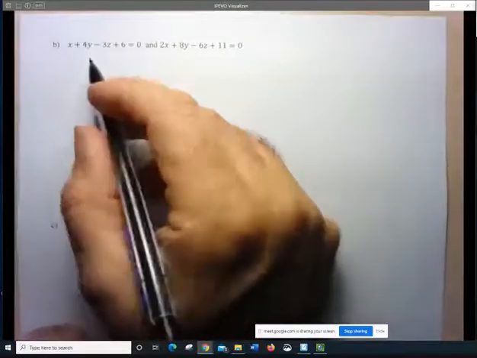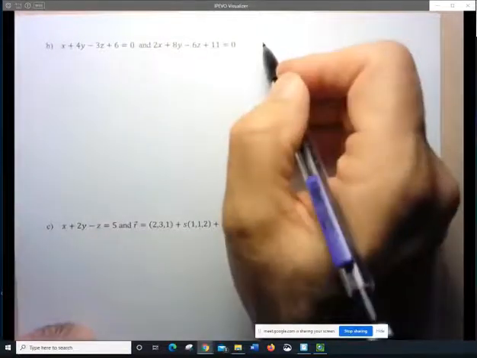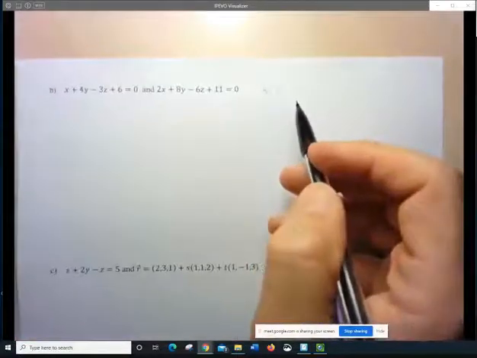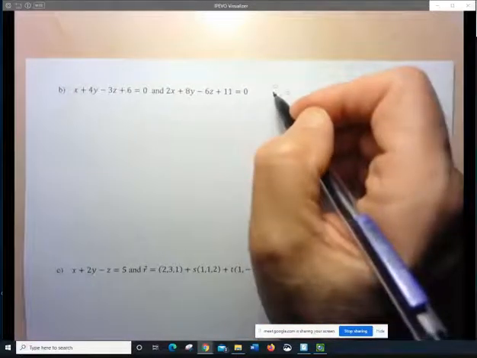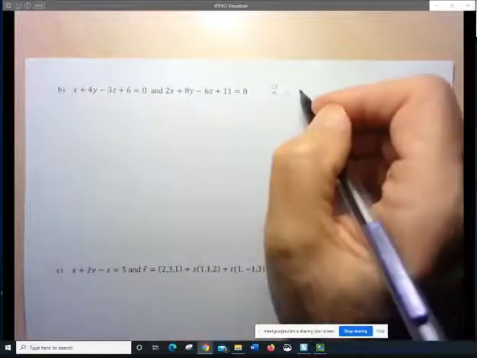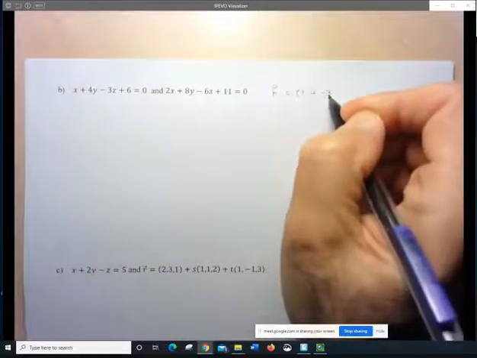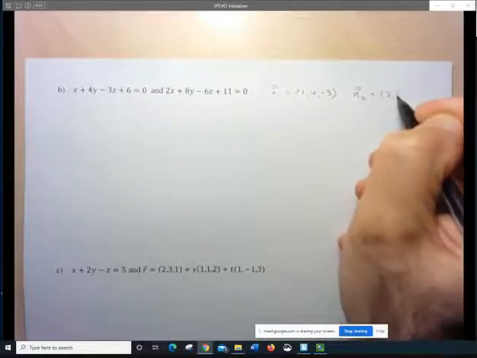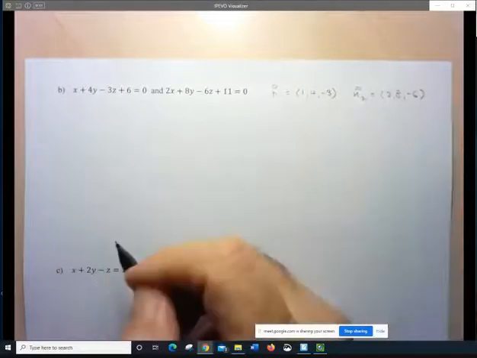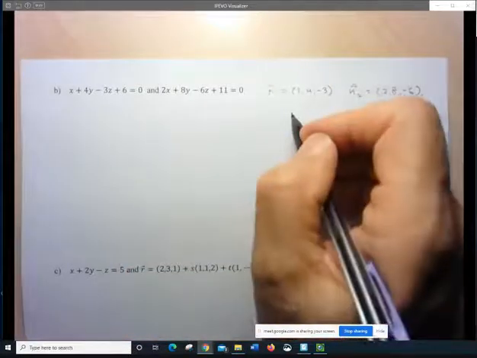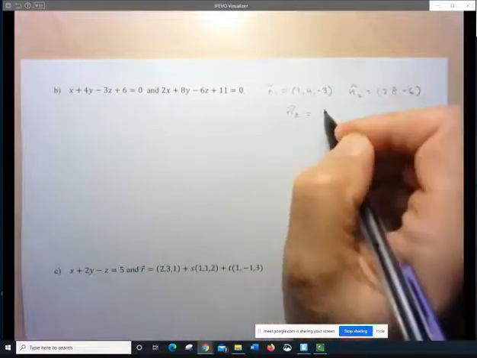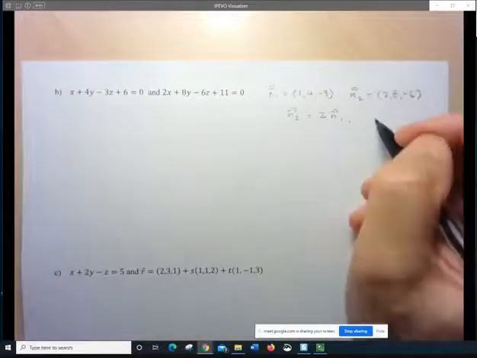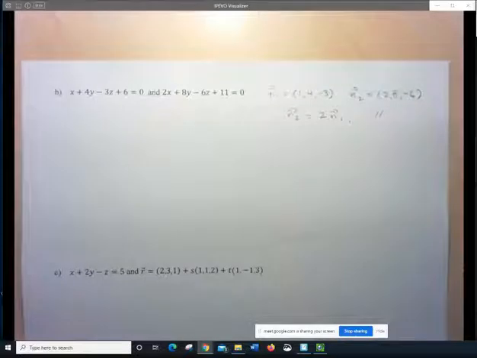Remember, step 1 of our algorithm is to look at your two normal vectors. Now I'm writing it out here to be really explicit. You don't necessarily have to write it out as much as I am. I look here and I've got a normal vector of 1, 4, -3, and then my second normal vector is 2, 8, -6. And what I notice here is that n2 is equal to 2 times n1. So in other words, these two planes are parallel.